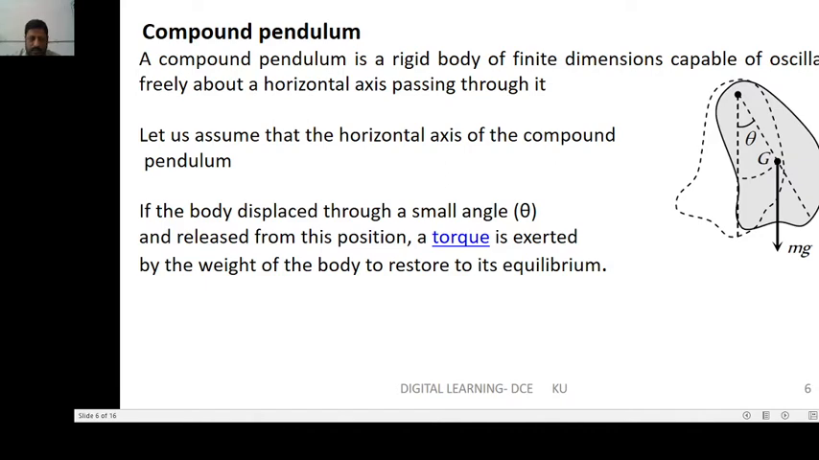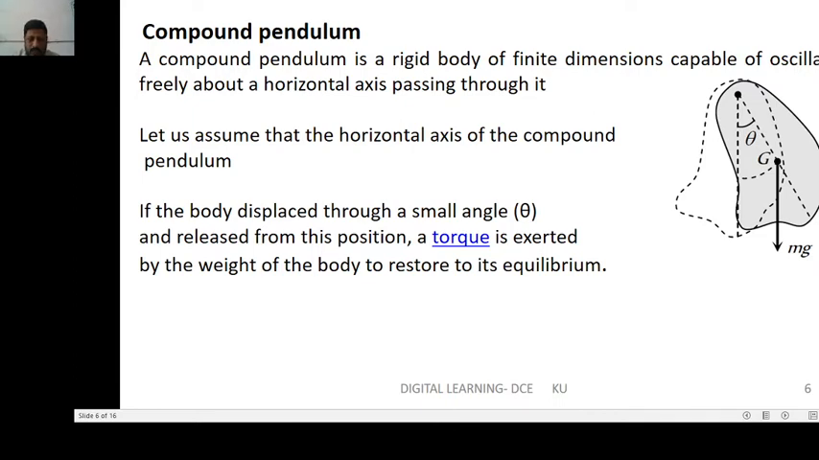First, we should know what a compound pendulum is. A compound pendulum is a rigid body of finite dimension capable of oscillating freely about a horizontal axis passing through it.